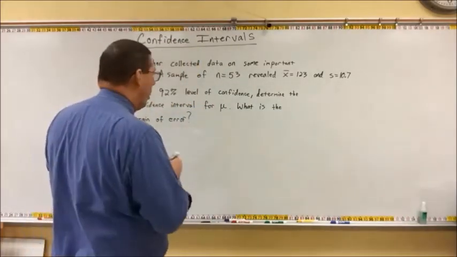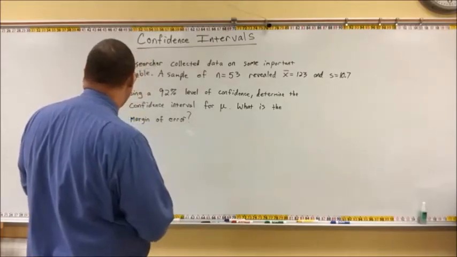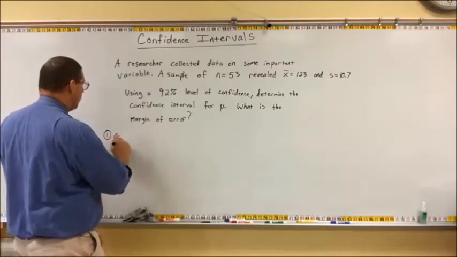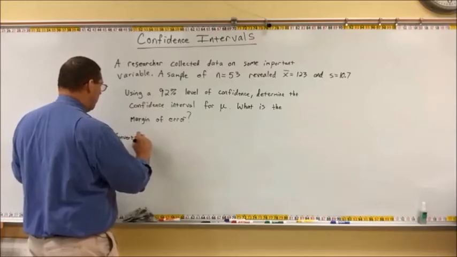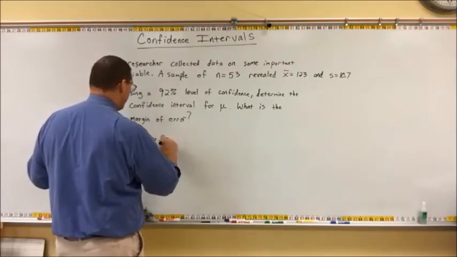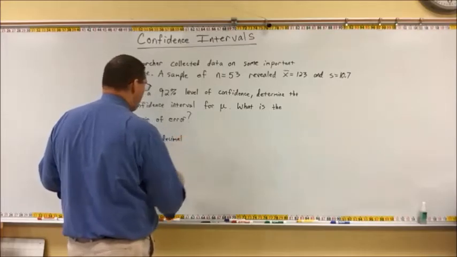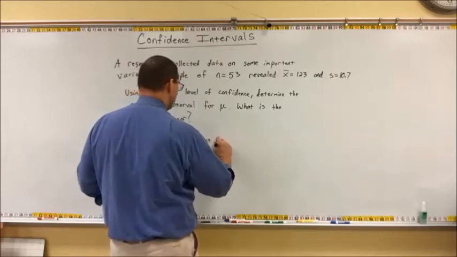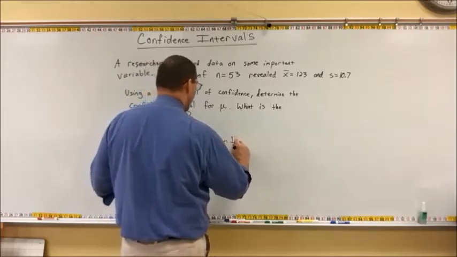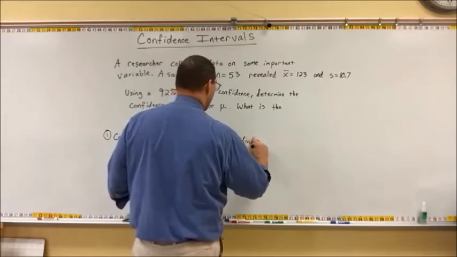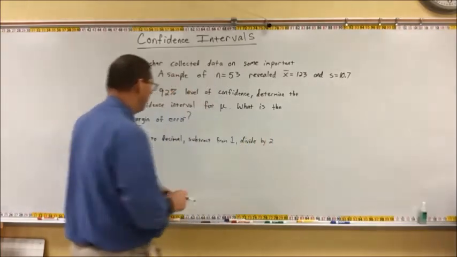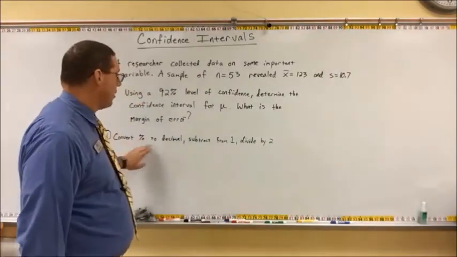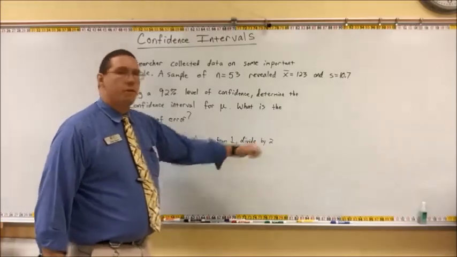And so if you recall, the very first step, in fact, I'll put some steps down here. Your first step in solving this problem is to convert the percentage to a decimal. Okay? Then subtract it from 1. And then divide by 2. That's what you're going to do. You're going to take whatever the confidence interval percentage is, convert that percentage into a decimal. Then you're going to subtract it from 1. Then you're going to divide by 2.